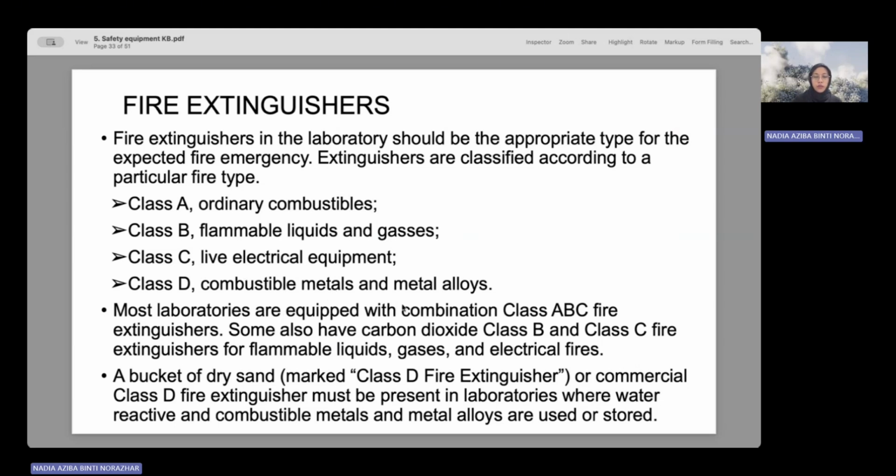Most labs are equipped with combination class A, B, C fire extinguishers. Some also have the carbon dioxide class B and class C fire extinguishers for flammable liquids, gases, and electrical fires. A bucket of dry sand marked as class D, or a commercial class D fire extinguisher, must be present in labs where water reactive and combustible metal and metal alloys are used or stored.